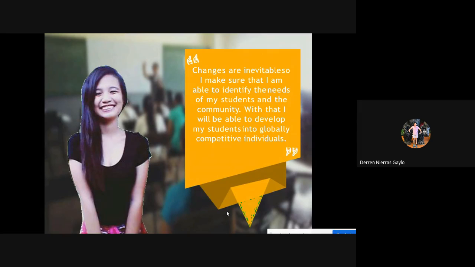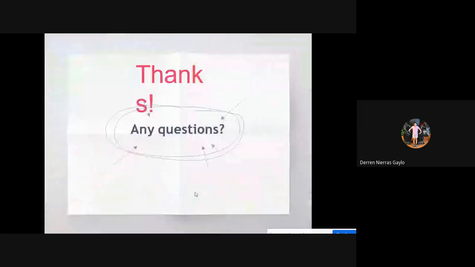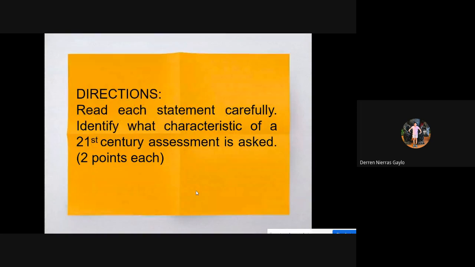So in this one, our system is comprehensive and well aligned. So we are producing globally competitive learners or graduates. Let's try to have this activity. So we have here some questions. We need to identify what characteristic is asked. So let's try.